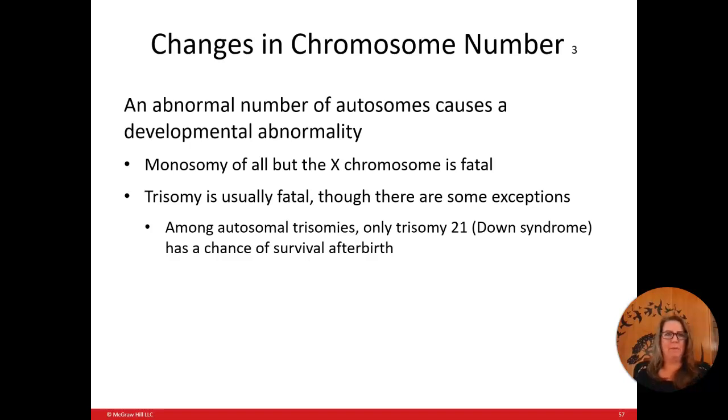Okay, so an abnormal number of autosomes causes developmental abnormality. So I'm thinking trisomy 21. Monosomy of all but the X chromosome is fatal. So you can't live with just 1 copy of a 1 or a 2 or a 4 or 22. So the only way that you can be monosomy is if you're XO, Turner syndrome, and you have 1 copy of an X, and that works. Trisomy is usually fatal, except for the tiniest of little chromosomes, particularly 21. So we know they have a high chance of survival and can have a really good life.